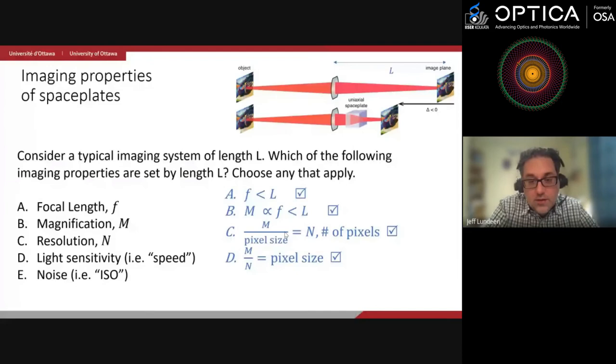The light sensitivity is just the converse of the resolution, in that the image size divided by the number of pixels gives you the pixel size. And the larger the pixels, the more light sensitivity you typically have. The only thing that I haven't really seen that's affected by L is the noise.